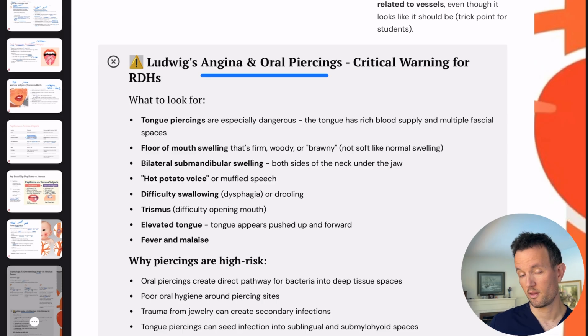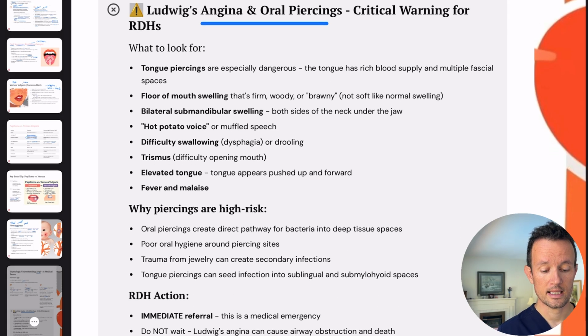Someone with an oral piercing, we do need to make them aware of how it may affect their dentition. But more importantly, we need to make sure, have you heard of Ludwig's angina? Are you aware of what you should be looking for? Why? Because it happens so fast. It can be hours. It can go from a small swelling to death. So it's a medical emergency. If they notice the swelling, they don't need to book an appointment with us. They need to go to emergency.